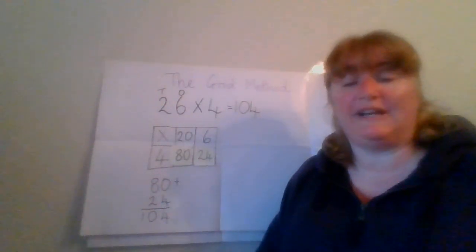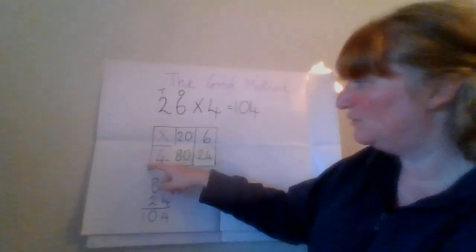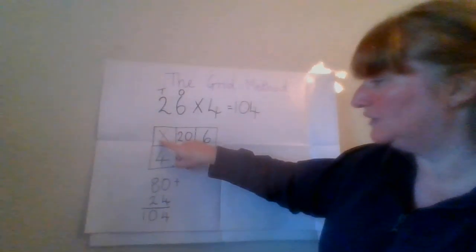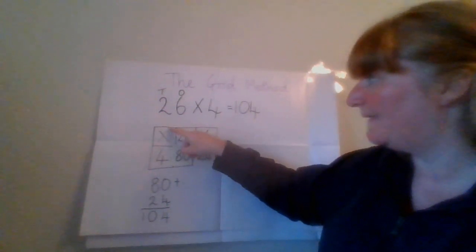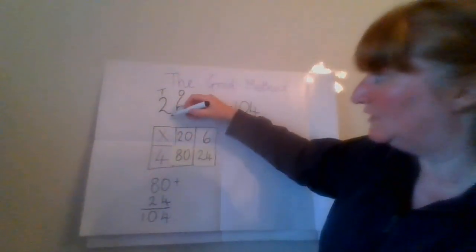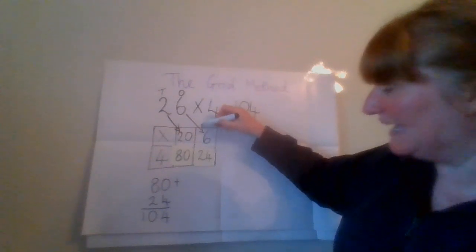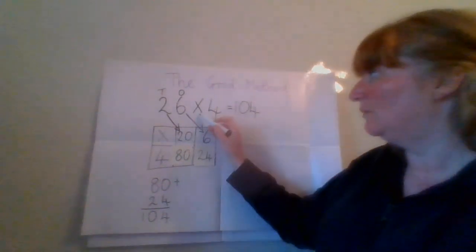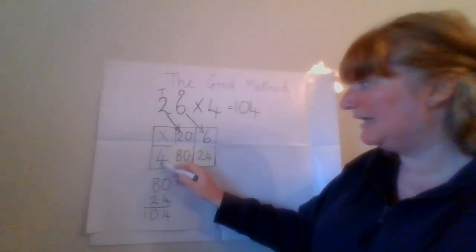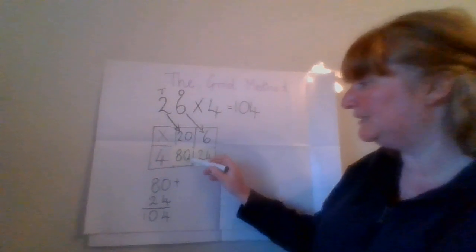Let's recap, hopefully really quickly for you guys. So here's our sum. We wrote it down. We then drew a grid. We put the multiplication sign in the corner of our grid. We then split our large number up to make it easier. So 26 became 20 and 6. We were multiplying the number by 4, so we put 4 into our grid, and then we could solve it bit by bit, and our answers would appear in the 2 empty boxes.